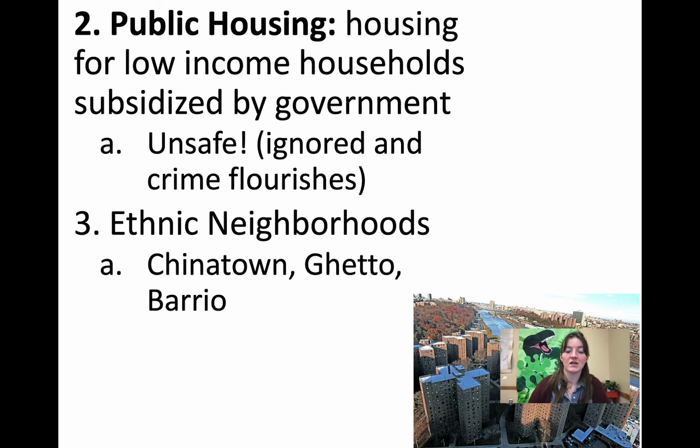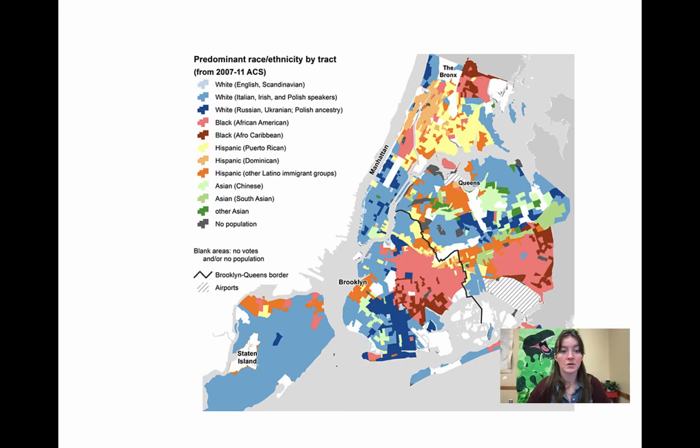And again, ethnic neighborhoods, we would often see these in Chinatown, in ghettos, in barrios, all of the terms we have for generally where people of color are living. Okay. So if we look at this map in New York, we can see the various areas and the predominant races or ethnicities by tract. So we're talking census tracts. And notice that races are typically going to be near each other.